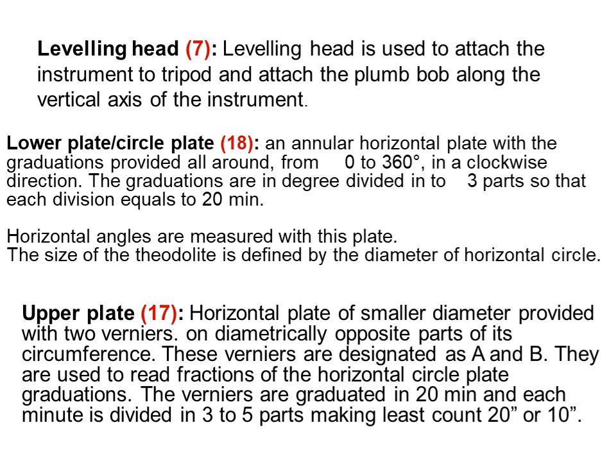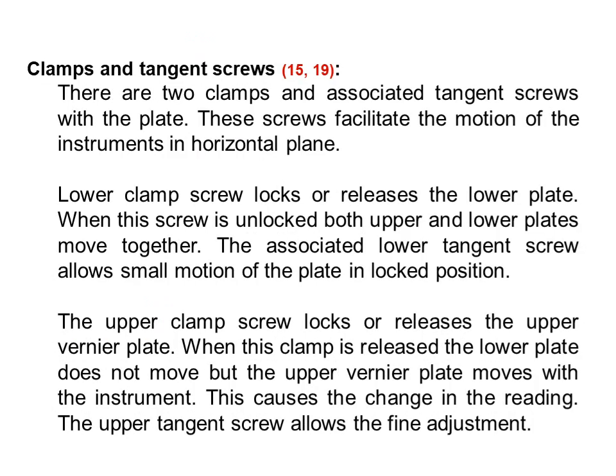Then the upper plate. A horizontal plate of smaller diameter provided with 2 verniers on diametrically opposite parts of its circumference. These verniers are designated as A and B. They are used to read fractions of the horizontal circle plate graduations. The verniers are graduated in 20 minutes and each minute is divided into 3 to 5 parts, making a least count of 20 seconds or 10 seconds. This slide refers to the non-transit theodolite, wherein it is not possible to rotate the telescope about its horizontal axis.